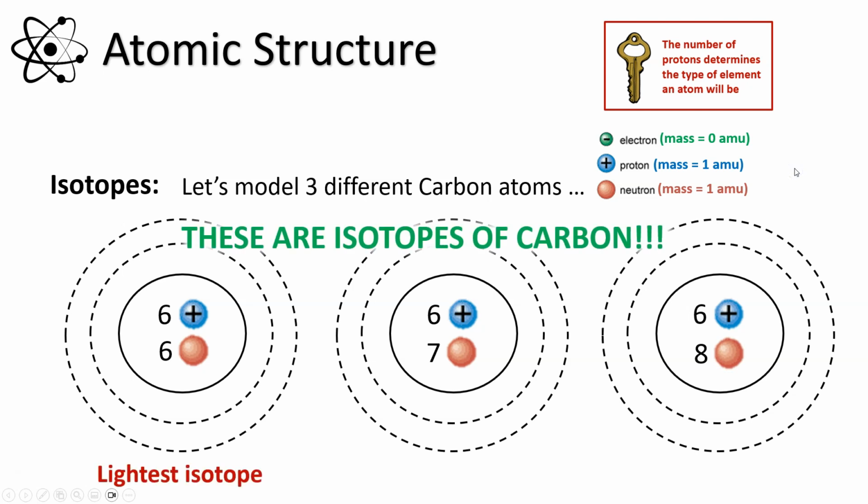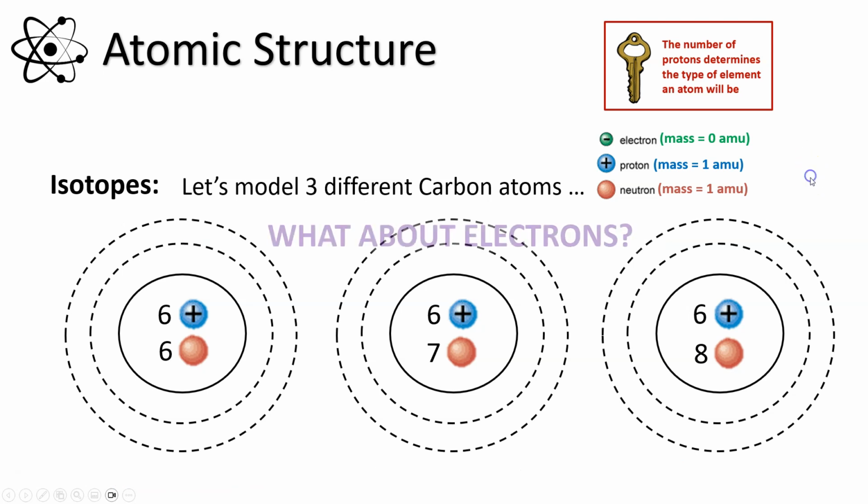If you haven't figured it out yet, let's put some additional labels in here. This one on the left would be referred to as the lightest isotope because the 6 plus 6 gives it a total mass of 12. We're not even considering electrons, right? Because electrons have essentially 0 mass. This one's a little bit heavier, and this one is the heaviest isotope out of the 3.